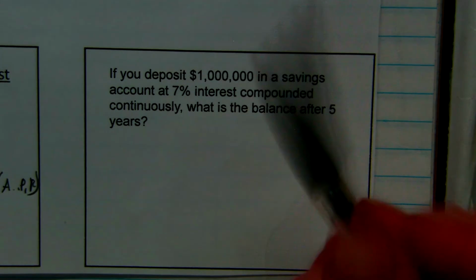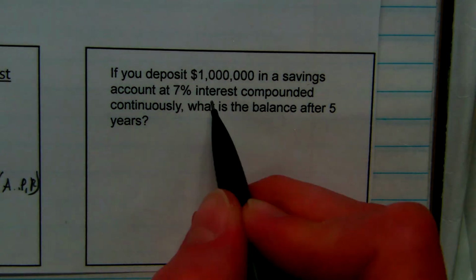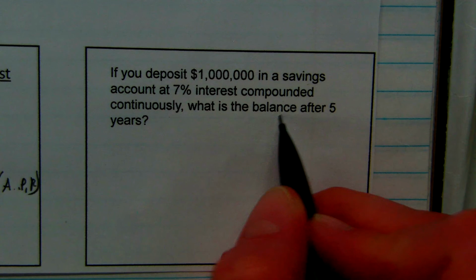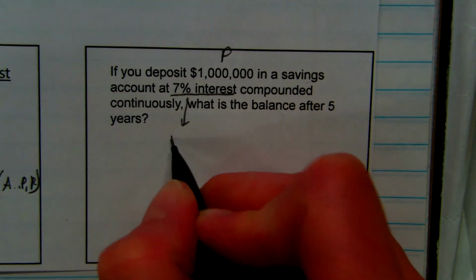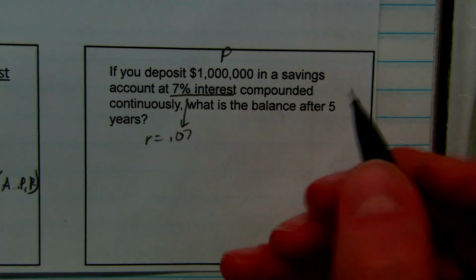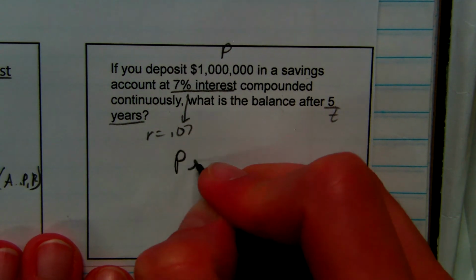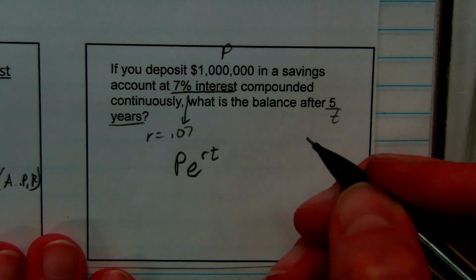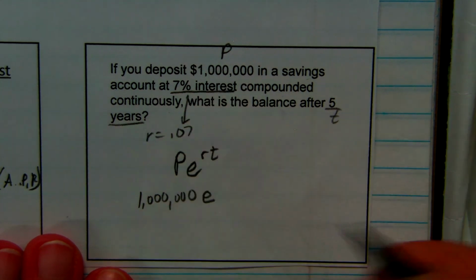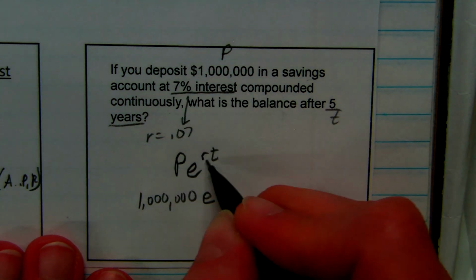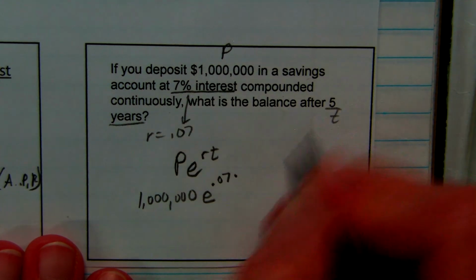It says if you deposit $1 million in a savings account, again trying to be optimistic here, at 7% interest compounded continuously, what's the balance after 5 years? Here's my principal. My interest rate is 7%, so that'd be 0.07. It's r. And the 5 years is my time. So your formula is P times e to the rt power. The principal is 1 million, and then e is just e. We're going to use that on the calculator. On the rt part, we're going to take 0.07 times 5.